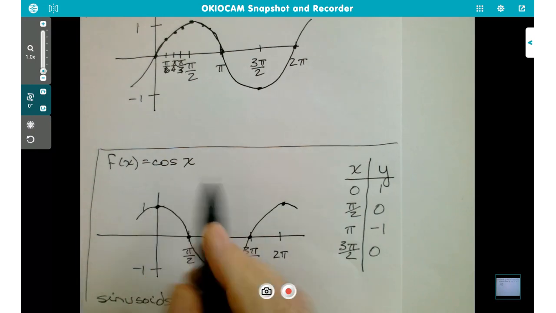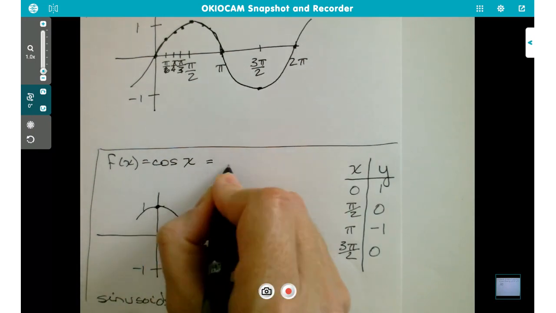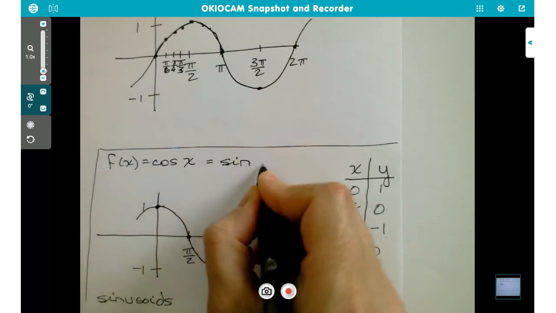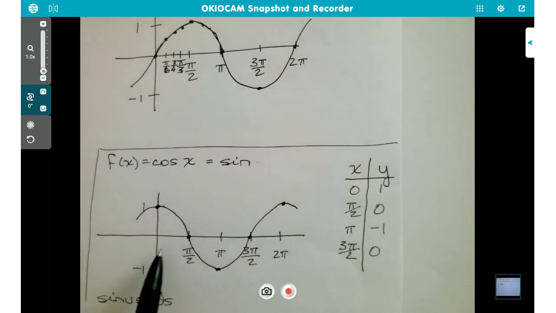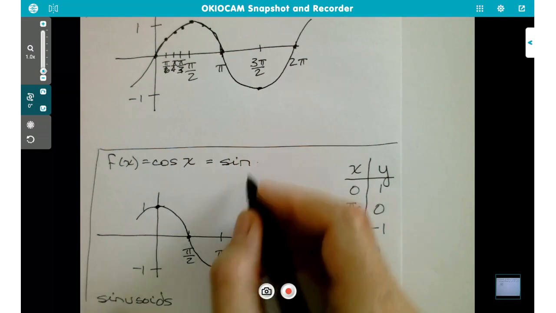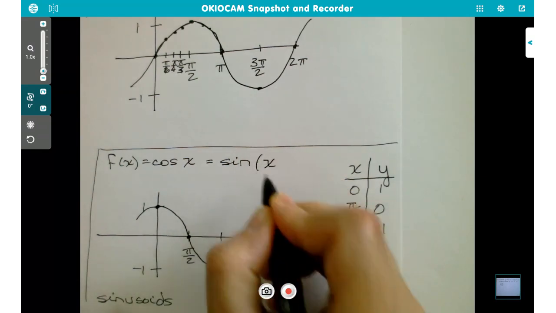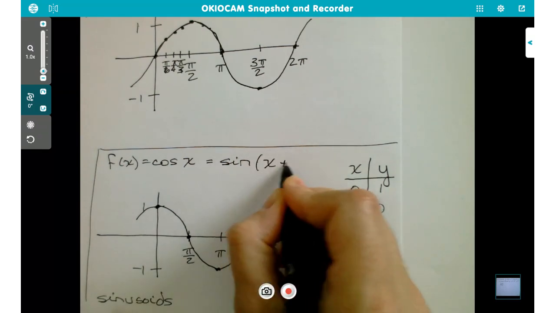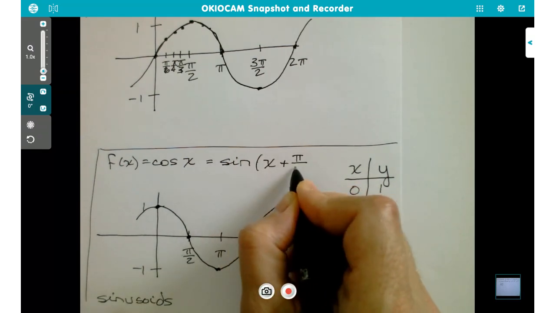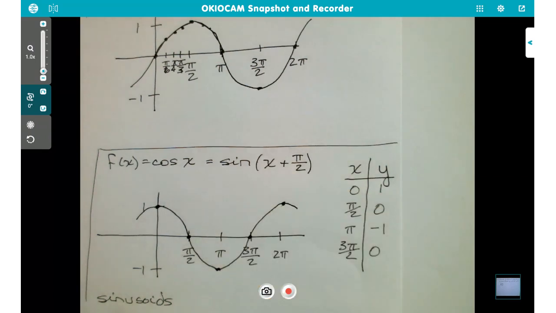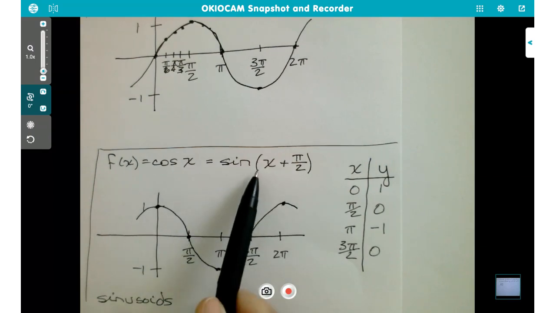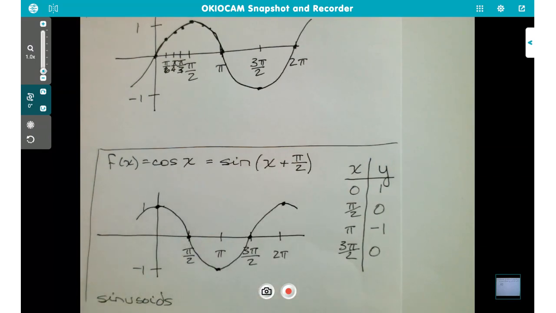In fact, I could write cosine x as a sine function. Let's see, this is the sine function pulled one quadrant to the left. One quadrant has a length of pi over 2. If I move it to the left, I accomplish that by adding inside with the x the amount that I'm shifting by. So I could write cosine x as sine of x plus pi over 2. The sine function shifted pi over 2 to the left.